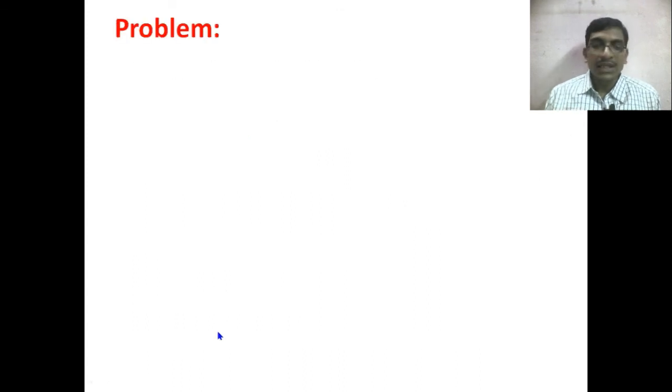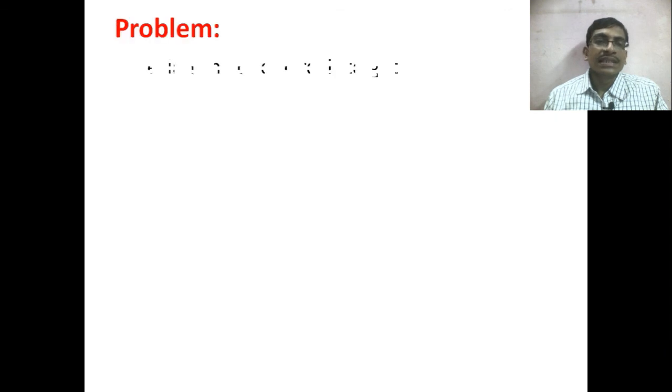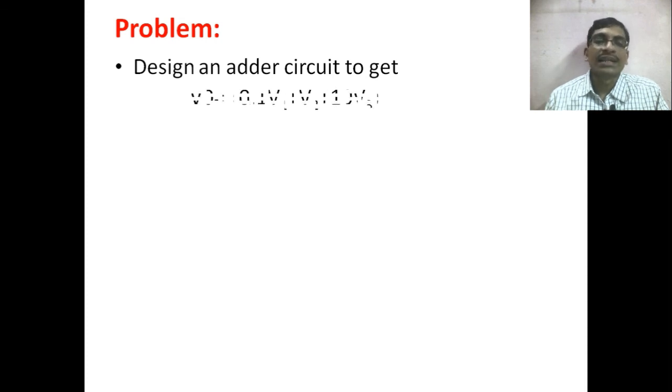So, this is about the non-inverting summer or non-inverting adder circuit. Let us see one problem regarding the adders. Design an adder circuit to get V0 equal to minus of 0.1 V1 plus V2 plus 10 V3. This is the problem they have given.